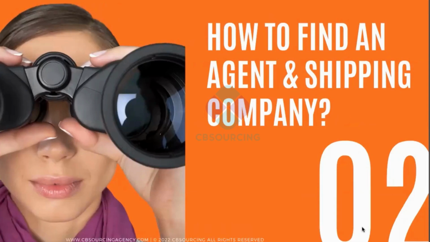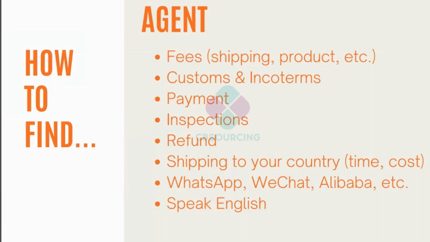So how to find an agent and shipping company on 1688's platform? The very first thing you want to do before you start wasting your time, your money, your efforts into finding a product, the first thing is finding an agent. Do not start sourcing and looking for these manufacturers and then come to find out later you're not able to ship them or even buy them off of the platform.